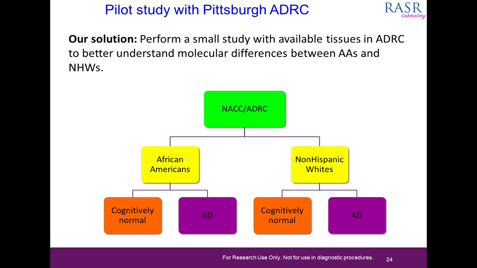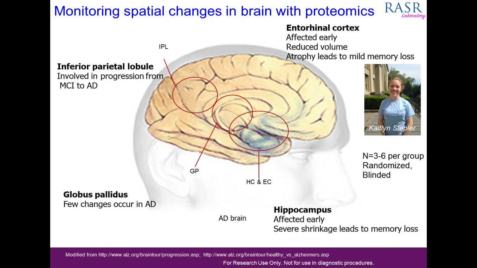So what we did was we worked with the Alzheimer's Disease Research Center at the University of Pittsburgh, and the goal was to perform a small study with tissues that it had available from African Americans and non-Hispanic whites to understand whether or not there were molecular differences in post-mortem brain tissue. And so what we did was we got as many tissues as we could from the African American group that were cognitively normal and that had AD, and this was diagnosis post-mortem. And then we matched to that our non-Hispanic white participants. So our N for this study are fairly small. So for most of the groups here, we have an N of 5.